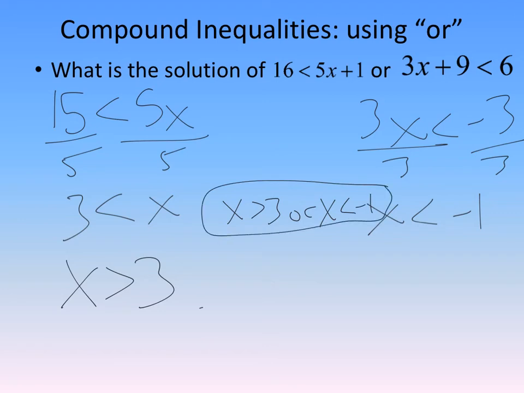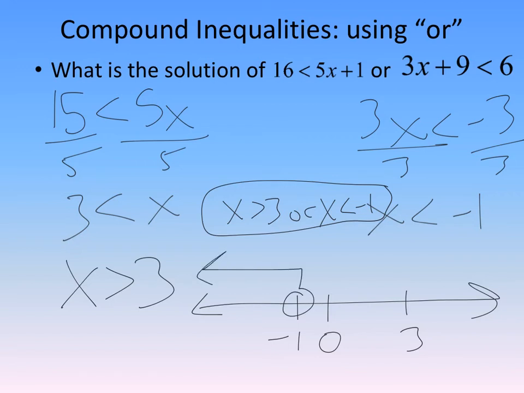So let's graph it. My 0 down, my negative 1, my 3. Well, it's less than the negative 1. It's going to be open and going to the left. It's greater than 3, open and going to the right. And there's my graph for that awesome compound inequality when you have an or statement.